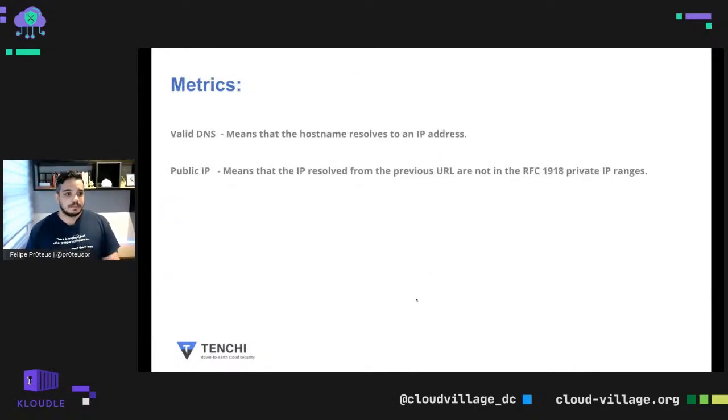Right. So I do have some metrics here. I call it valid DNS when the host name I got resolves to an IP address, which means that resource on AWS is still active. And I call it public IP when the IP resolved from that URL is not in the RFC 1918 private ranges. So yeah, I chose these two metrics to decide which data source would be a good one.